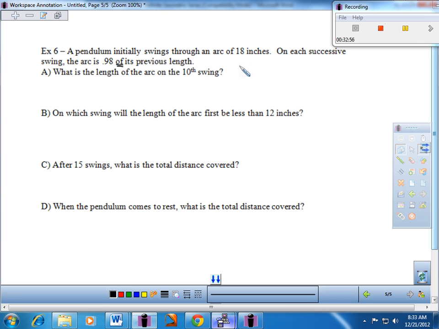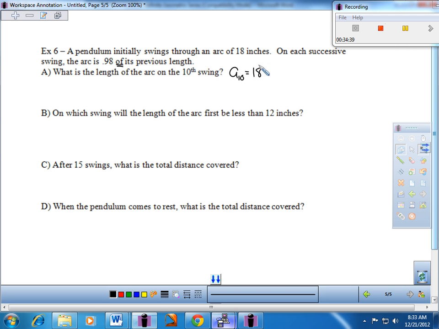Well, it seems to me we're starting with 18. That's the length of the arc on the first swing. 0.98 times that would be the length of the arc on the second. 0.98 times that would be the length of the arc on the third. And so when I get to the 10th, to me it just seems like the 10th value in a geometric sequence. So I'm seeing this as a geometric sequence problem. And so I'm looking for the value of the 10th term. I hope that makes sense. So the 10th result, so to speak, or the 10th value. And so as a result here, I'm just going to go a sub 10.